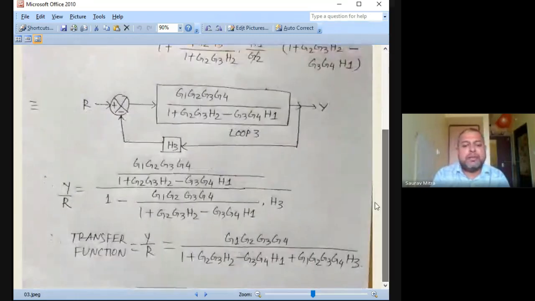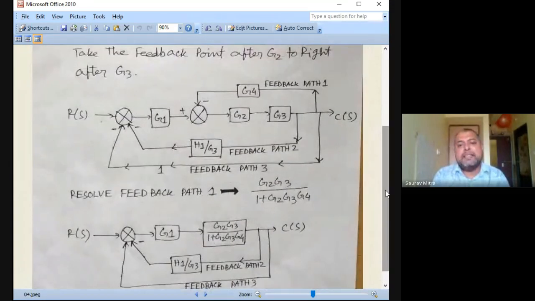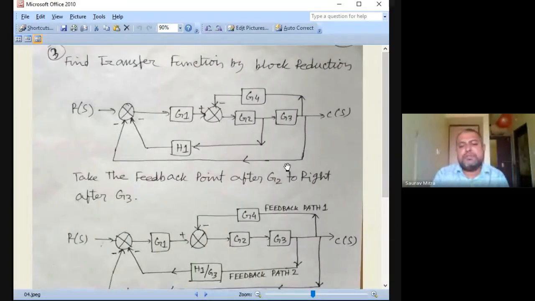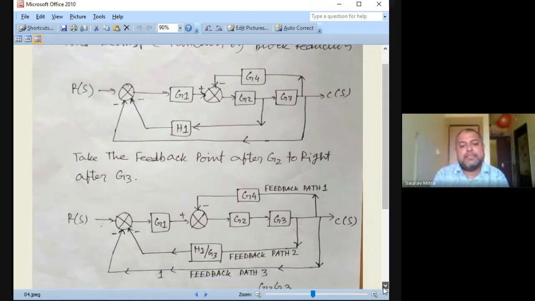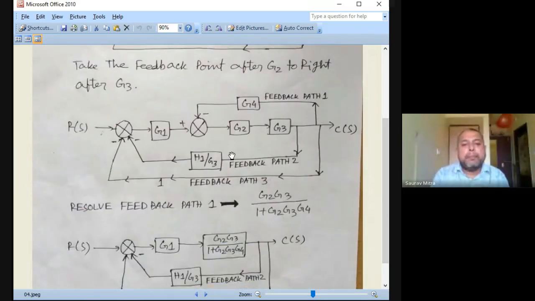So this is one numerical which was solved yesterday by one specific method, and this is another method. Same numerical, same type of numerical. This is the next numerical, the same type. So what is the first job? We have to shift this H1. All the feedbacks are negative feedbacks here. What is the main trouble? The main trouble is H1. If you shift H1 after G3, then H1 will become H1 by G3, like this.